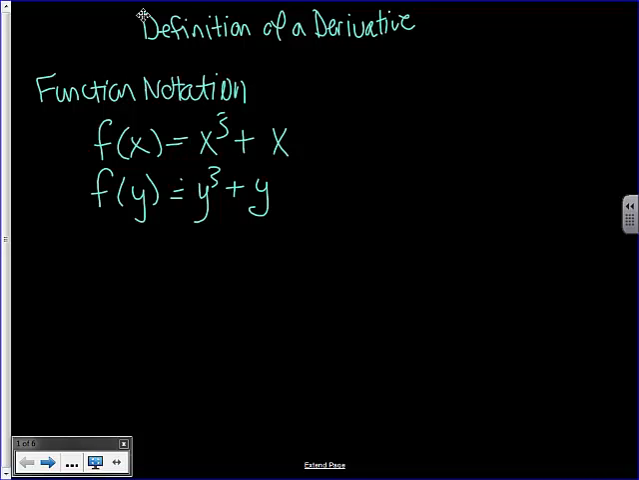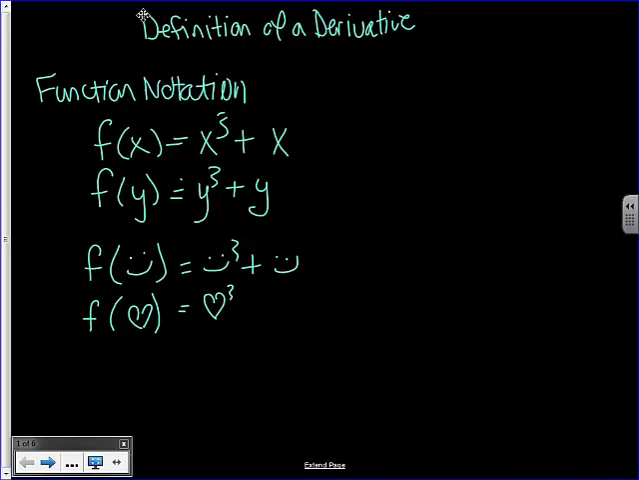What if I were to ask you f of smiley face? Well, all that means is we're going to stick in a smiley face everywhere I see x. So it's smiley face cubed plus smiley face. Same thing if I asked you something like f of heart. Everywhere I see x, I'm going to write a heart. So heart cubed plus heart. Okay, y'all get the point. Anything that's inside that parentheses becomes my new x value.